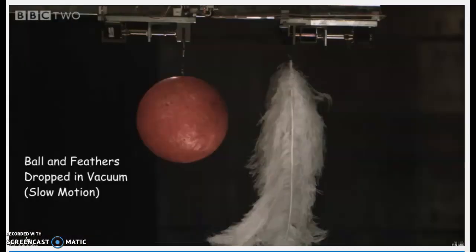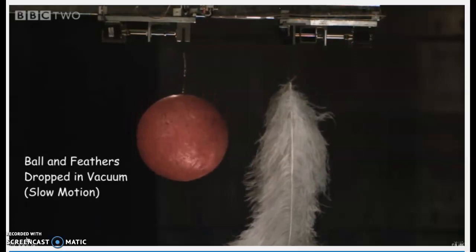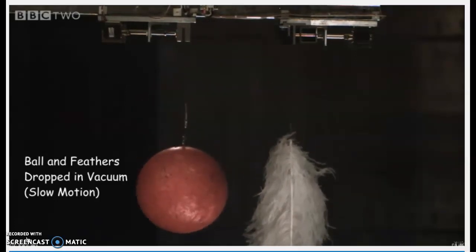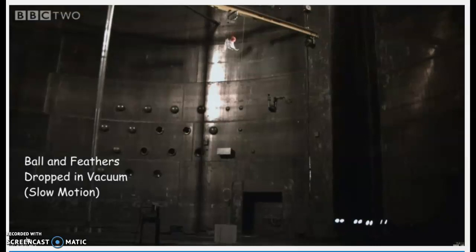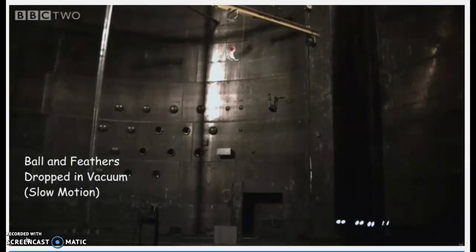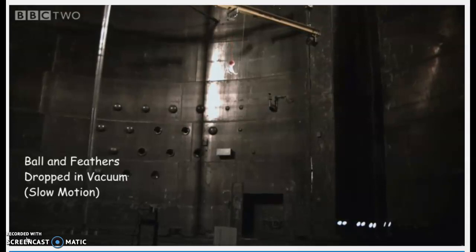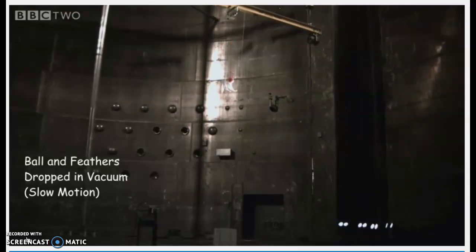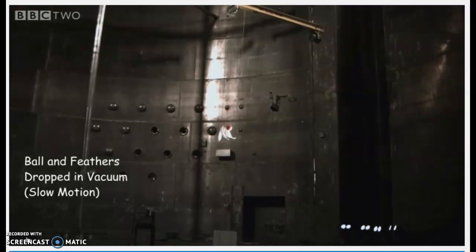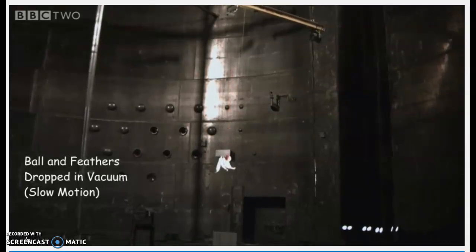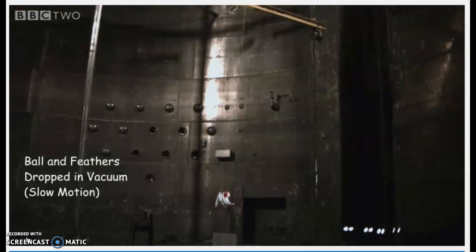So you'll see the feather floats. This is without the air in the room. So this looks a little different. You'll notice they're both falling at the same speed. There's nothing interacting with that feather to make it float. So they're going to fall in the same amount of time.